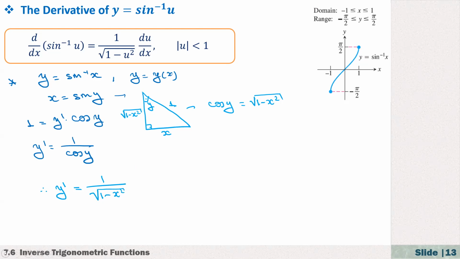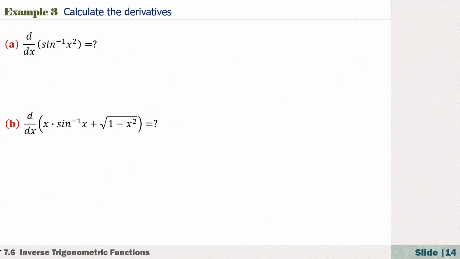Okay. And also you may wonder why it is positive. If you look at this graph and just draw a tangent anywhere on it, it's always positive. The slope of the tangent line is positive. So this is how we obtain or differentiate the inverse of sine. That's one example related to this.